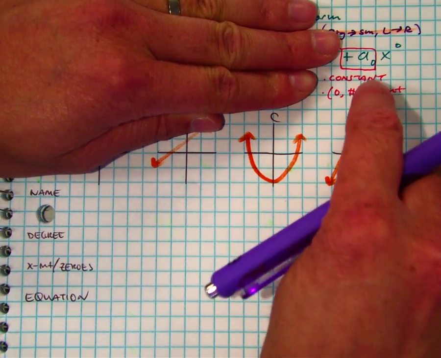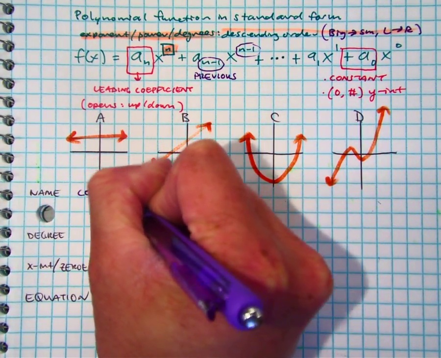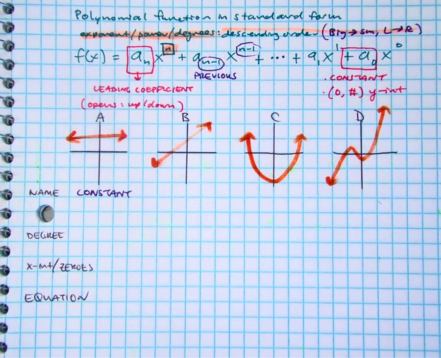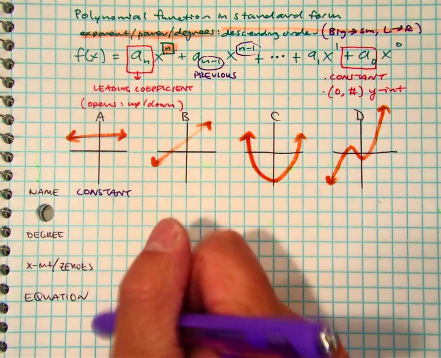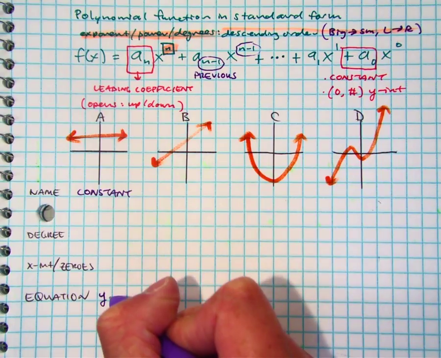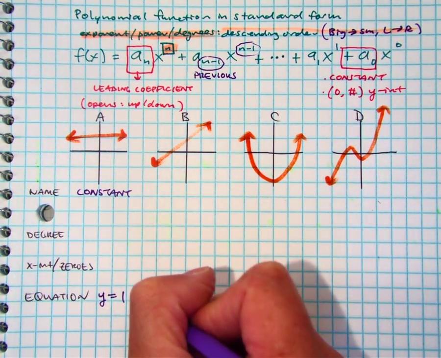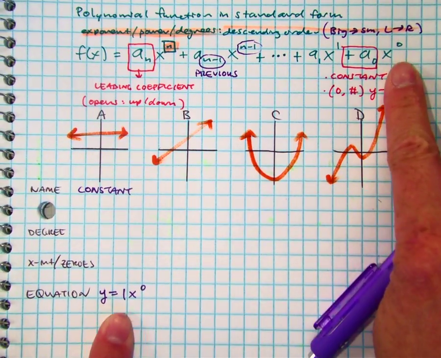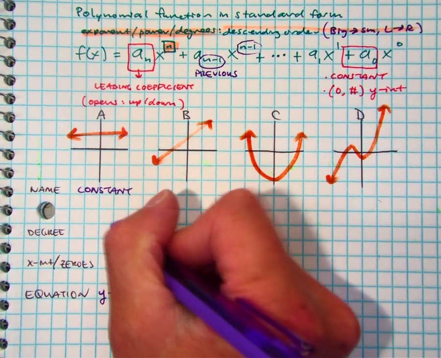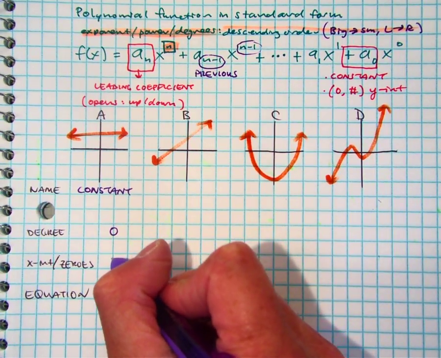The first one is a constant. Boys, what's the equation? Let's just jump down to the equation. Y equals 1. Someone said y equals 1. It's fine. This explains that example up here. It's x to the 0 power. So class, or boys, what's the degree? 0. And boys, how many x-intercepts? None. 0.